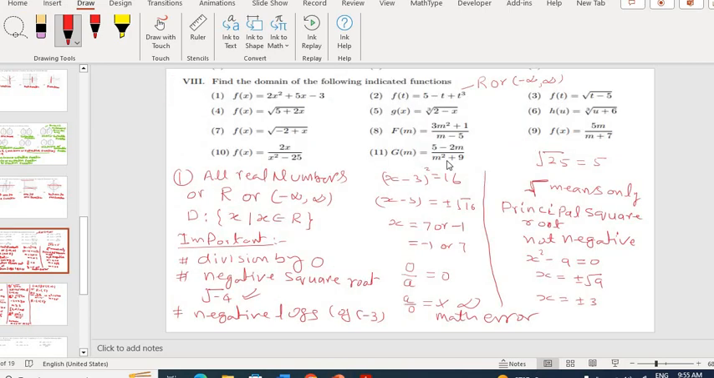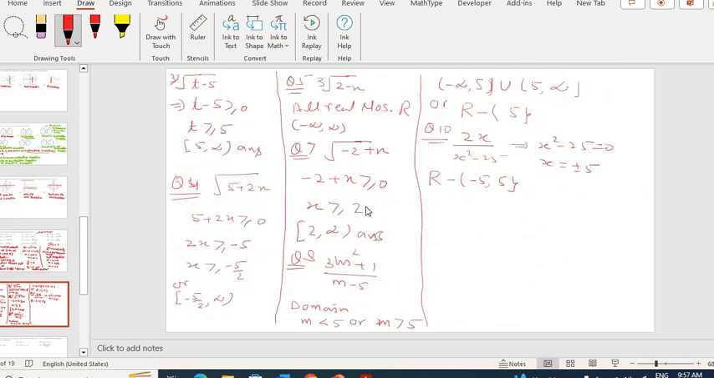Similarly, you can write the answer of question number 11. Question number 11 is 5 minus 2m divided by m square plus 9. m square plus 9 never equals 0. Now check whatever value of m you have, even if you have 0, this will come 9. If you have minus 3, then this you will get 9 plus 9. So the answer of question number 11 is all real numbers, that means minus infinity to plus infinity. This is the domain of question number 11.